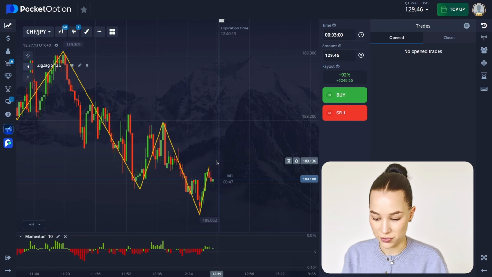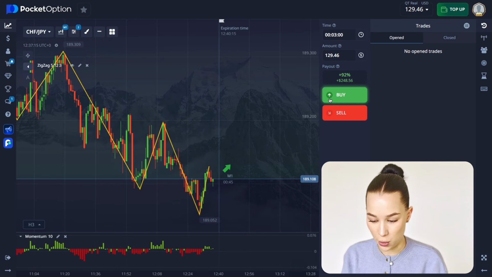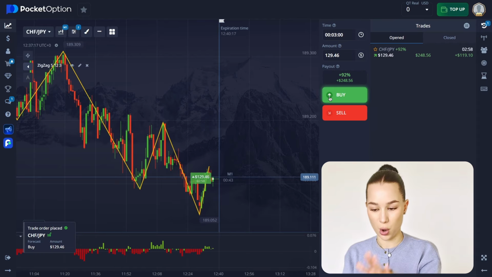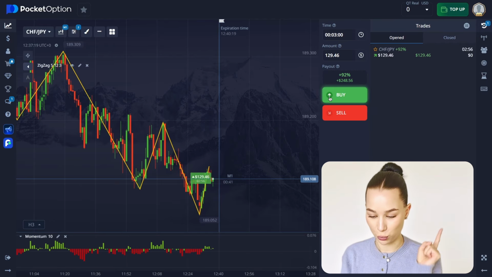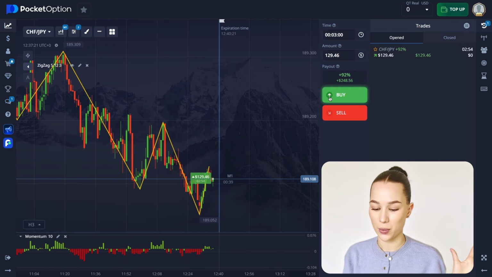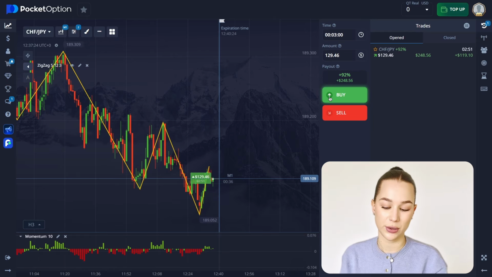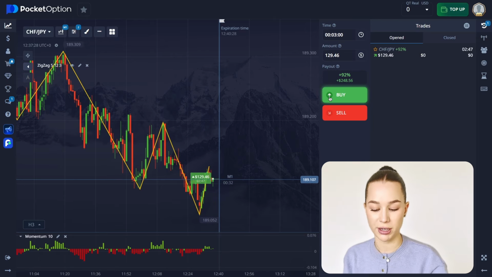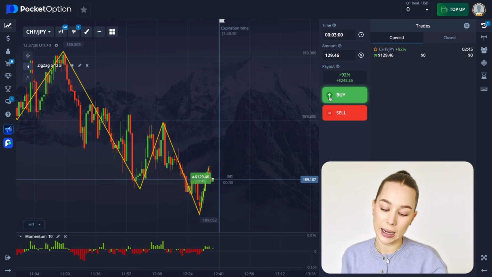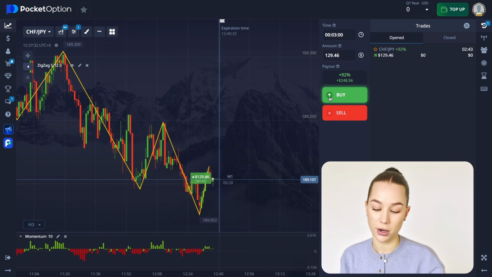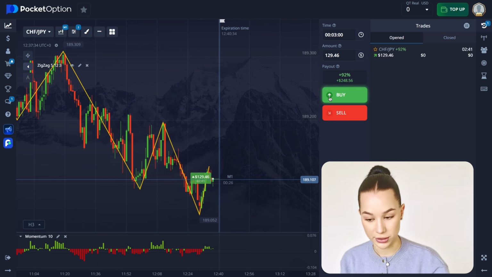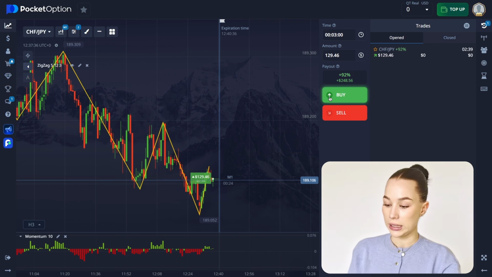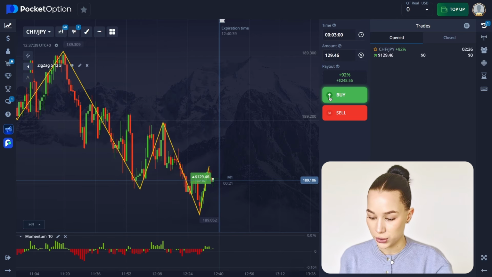So we're gonna change our currency pair. For example, Swiss franc and Japanese yen. Here we're gonna open a buy trade for 129 for 3 minutes. Here we can see on the zigzag that the line of the zigzag is moving in the upward direction. But in momentum, we can see that there are green pin bars above the zero level, so everything is going pretty well. Let's wait here. It's 2 minutes 35 seconds for now.